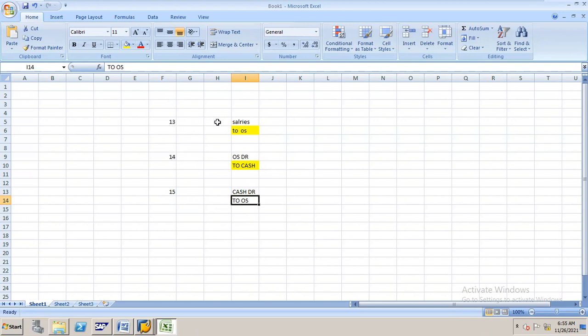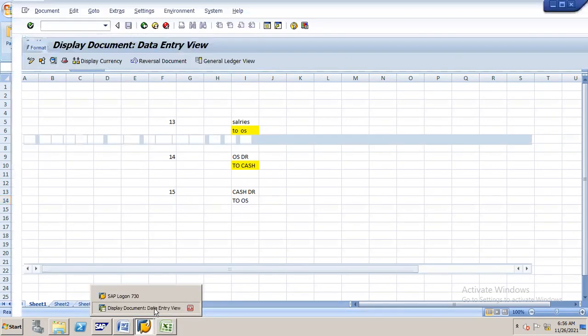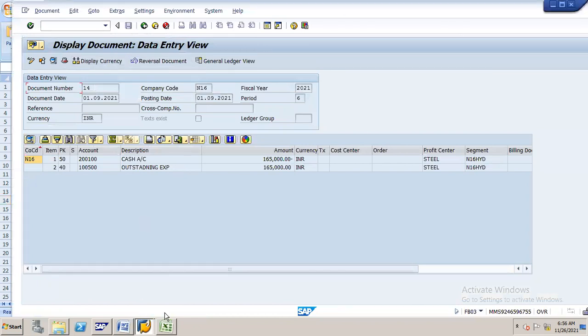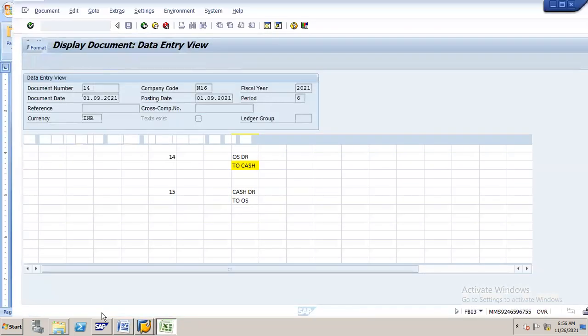If I don't reverse this, it will not come again. Okay. Because I am taking that 14th clearing document number as a link. That is the reason I am reversing that. Okay. This is about cleared item reversal. Okay. Next. Next is a small topic.